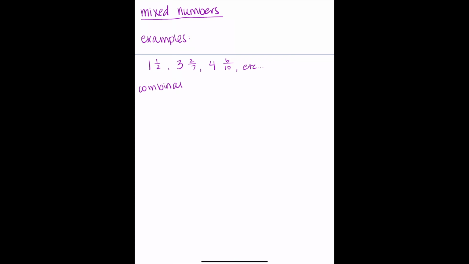Now for our third type, we know proper fractions, improper fractions now. Let's go through what mixed numbers are. So like we already defined in the beginning of the video, it is the combination of a whole number and a fraction. So some examples of this can look like 1 1/2. It could look like 3 2/7. We could have 4 6/10, and so on. These all are a combination of a whole number and a fraction.